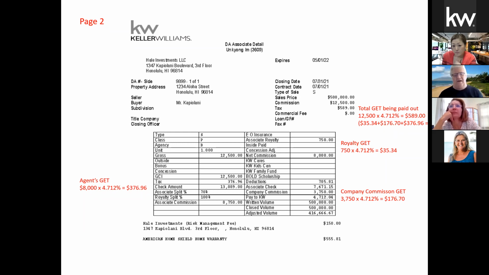The question that I have is, when we report our income, we are reporting the income on net commission, not on the associate check. Correct? Yes, correct. Now, the net commission includes the GET tax that we collected on that sale, correct? No. The GET amount is what's given to you to pay for the GET. So you're not getting taxed on the GET amount that you're receiving to pay it. It's a pass through.